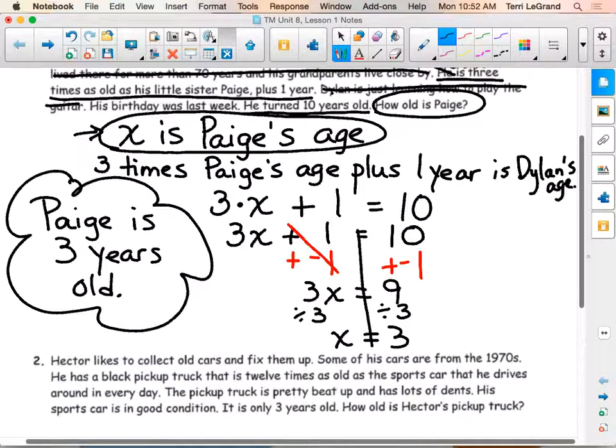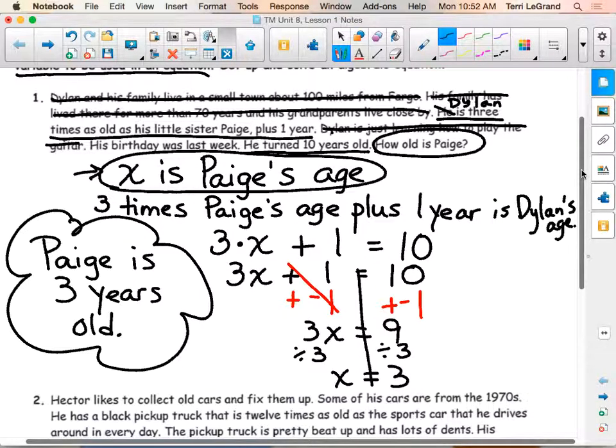Now we ask ourselves, is our answer reasonable? Who was older in this problem? Do you think Dylan or Paige? Dylan. Well, how do we know it's Dylan? There's a word in there that helps us know that Dylan's older. Sylvia? Little sister, yeah. So she better be younger than him, right? Is she younger than him if she's 3? Yeah, she is. So it seems pretty reasonable what we got.